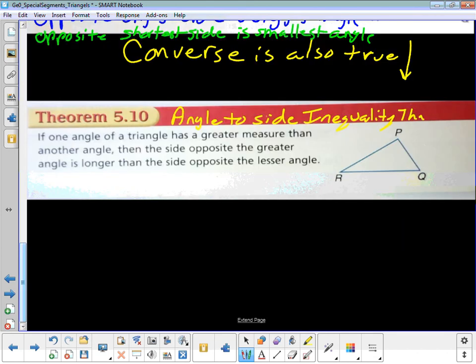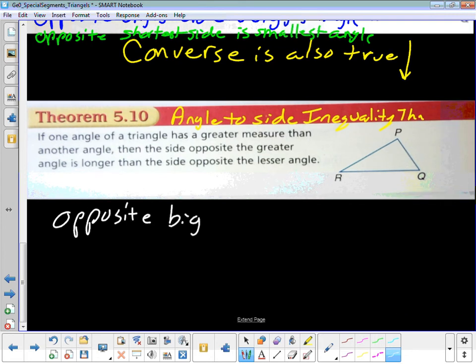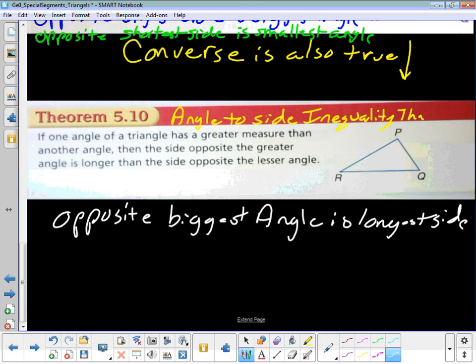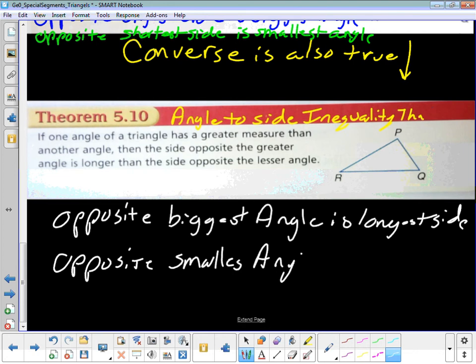So if one angle of a triangle has a greater measure than another, then the side opposite the greater angle has a longer side. So if I write this up again, opposite the biggest angle is the longest side. And likewise, opposite the smallest angle is the smallest side. That's right, and we'll call it shortest. So small and short go together, big and long go together.